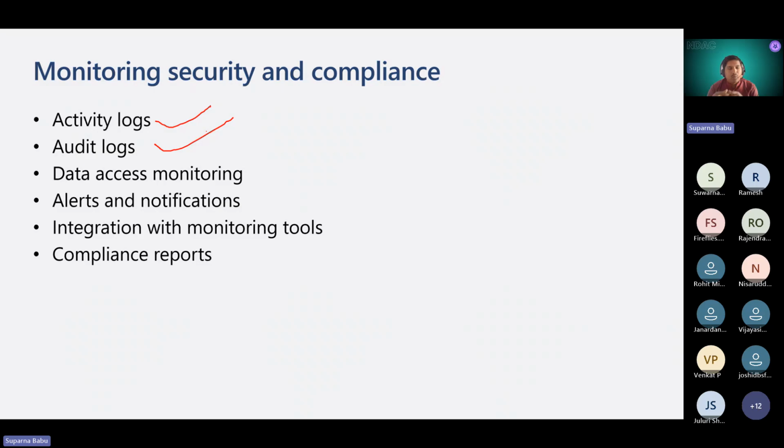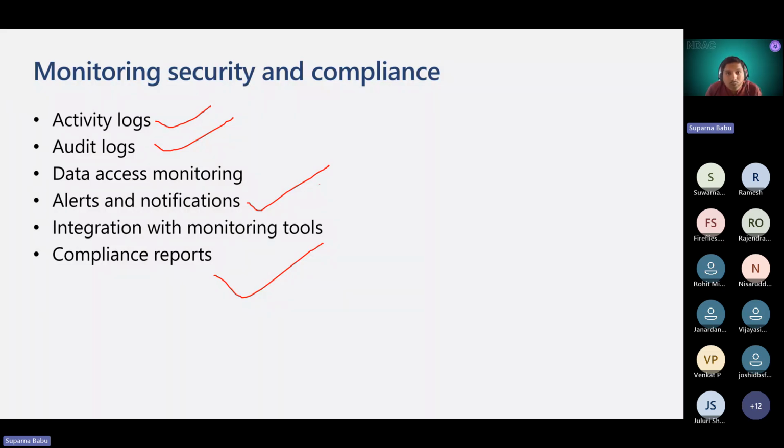Anyhow, in the demo I'm going to show Fabric monitoring, data access monitoring, and alerts and notifications. You can send email alerts and Teams notifications, and you can integrate the monitoring rules. We have a beautiful workload in Fabric: the Activator. By using the Activator, you can integrate it with your monitoring tools and get the notifications and compliance reports. These are all very important steps for monitoring and security compliance.